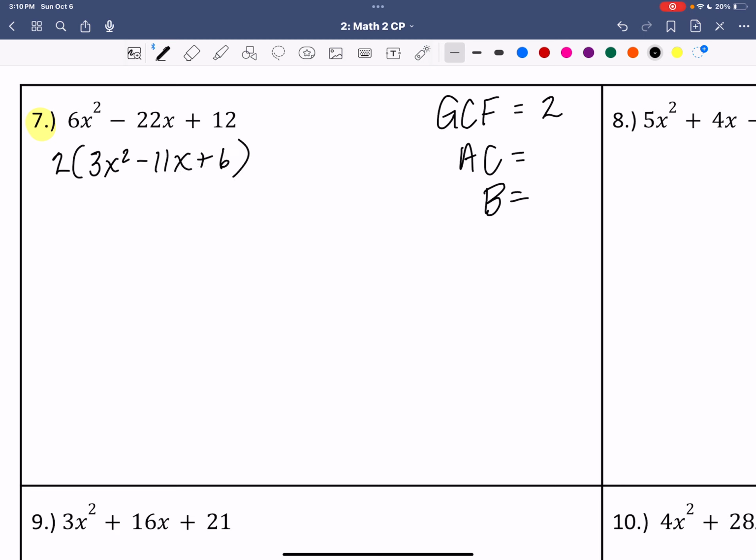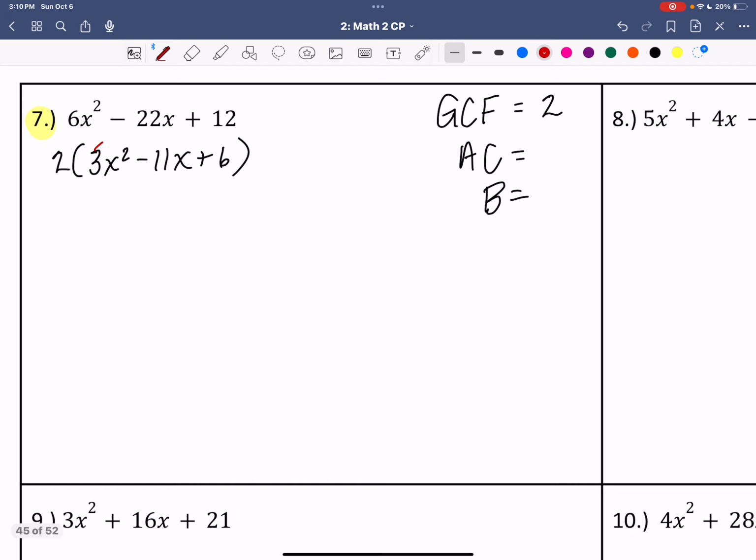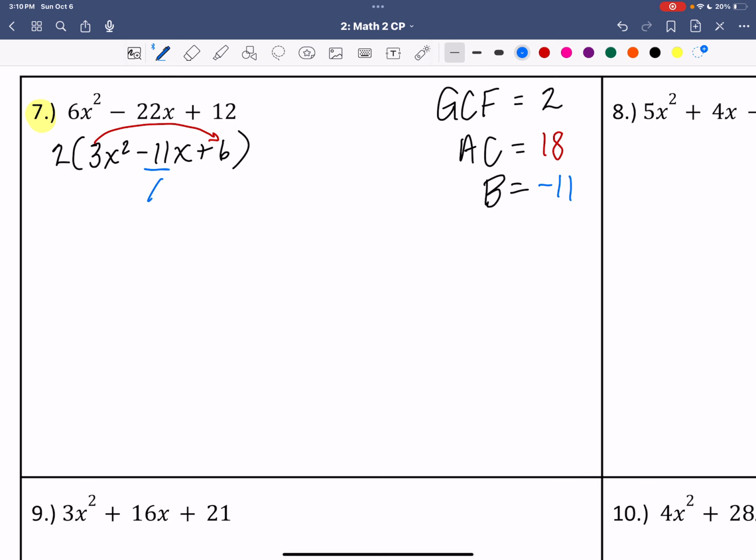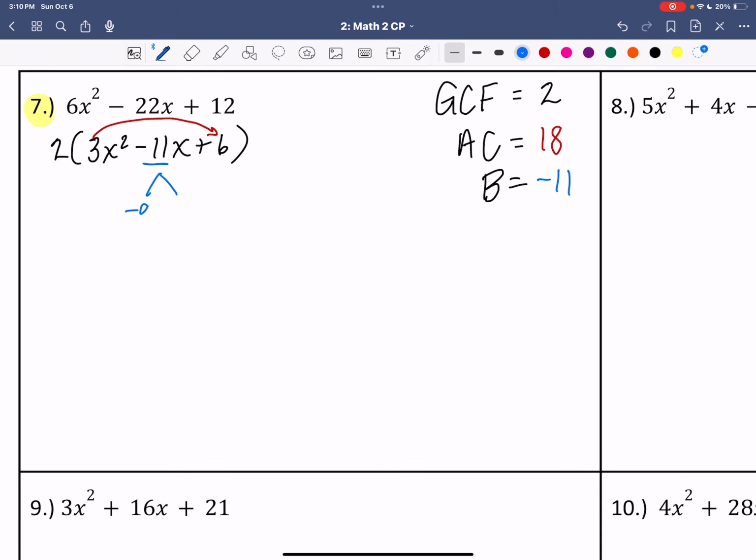All right, now that we've got that, our AC is 18. Our B is -11. So what multiplies to give you 18 but combines to give you -11? So we're going to split that into -9 and -2. And then now let's bring down the rest. And don't forget this 2 right here. Make sure you bring that down.